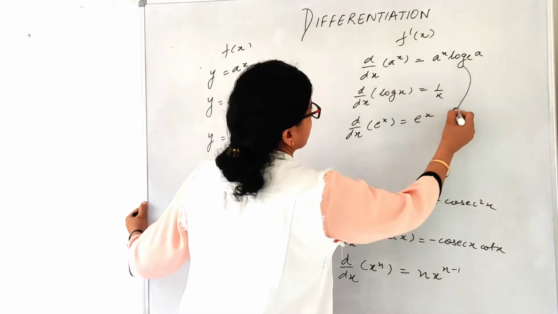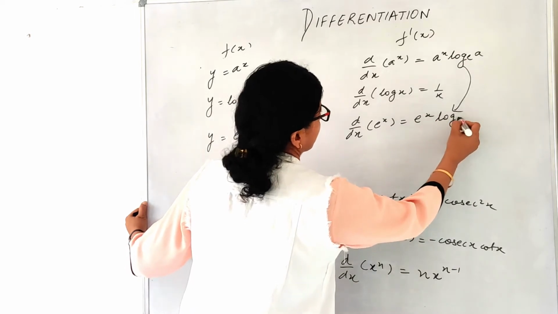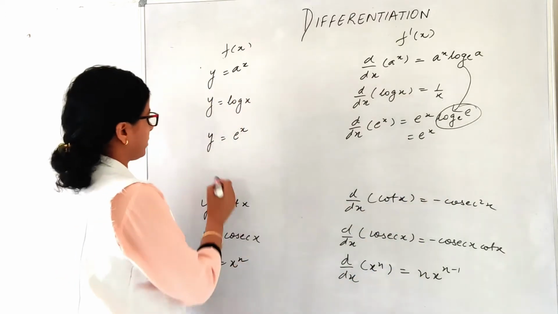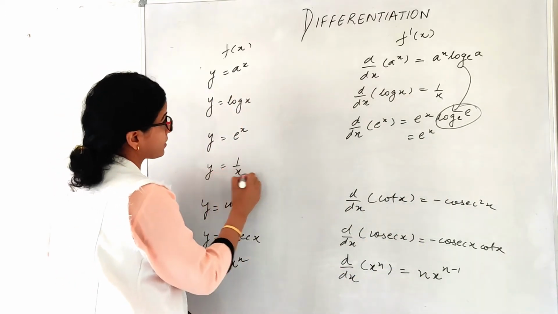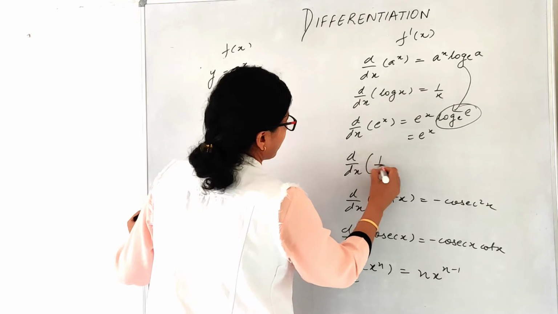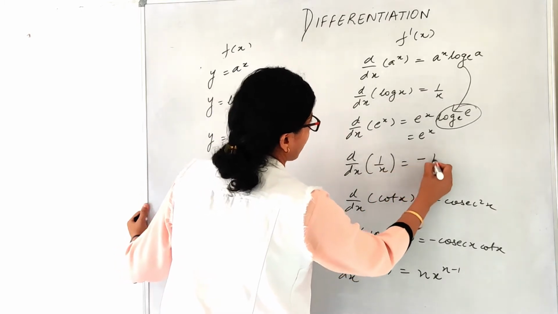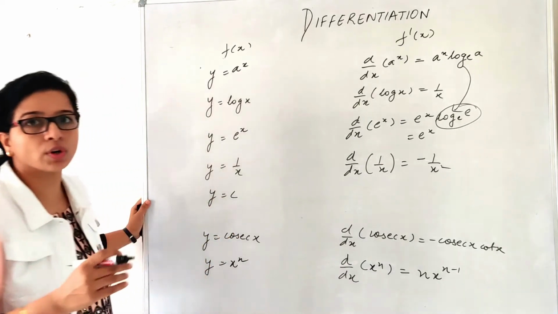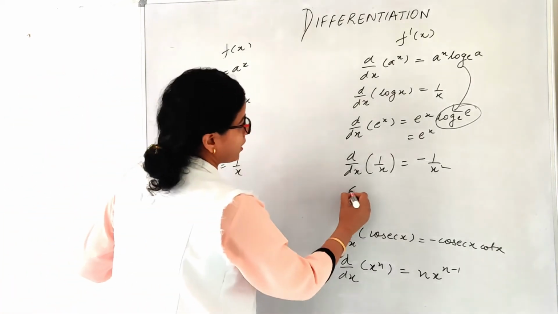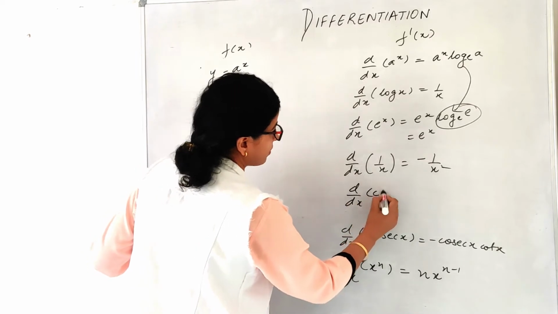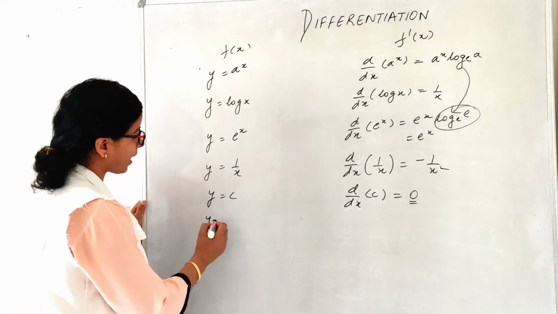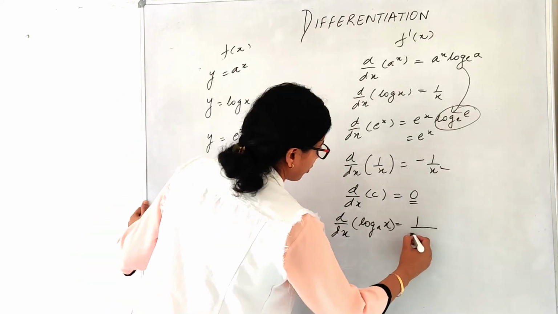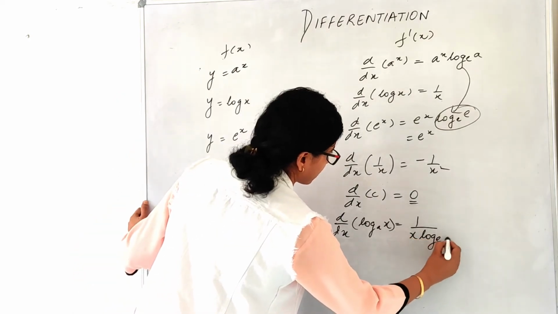Basically this is the extension of this formula. It will become log e, which becomes 1, so e to the power x. y is equal to 1 by x, d upon dx of 1 by x equals minus 1 upon x square. If we are finding the differentiation of a constant function, it is always 0. So d upon dx of a constant function is always 0. y equals log base a of x. Differential of this is 1 upon x log base e a.